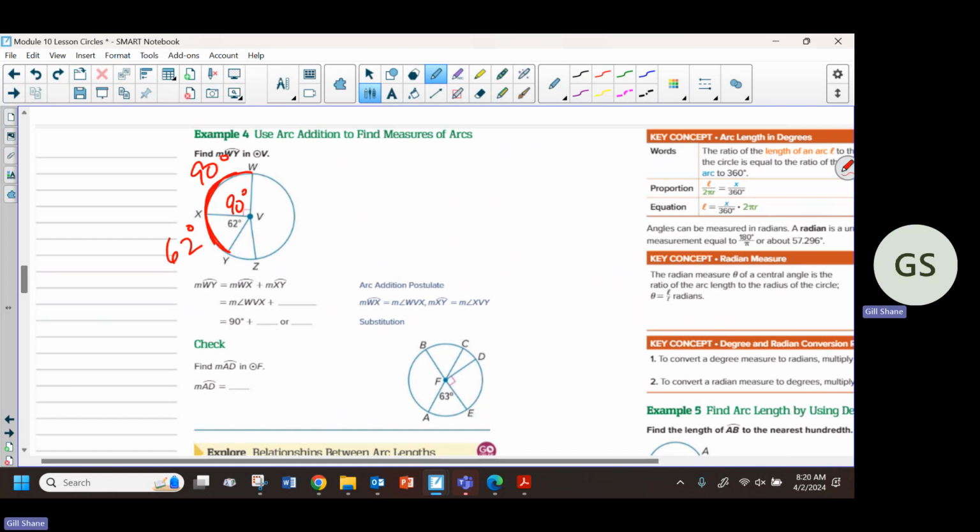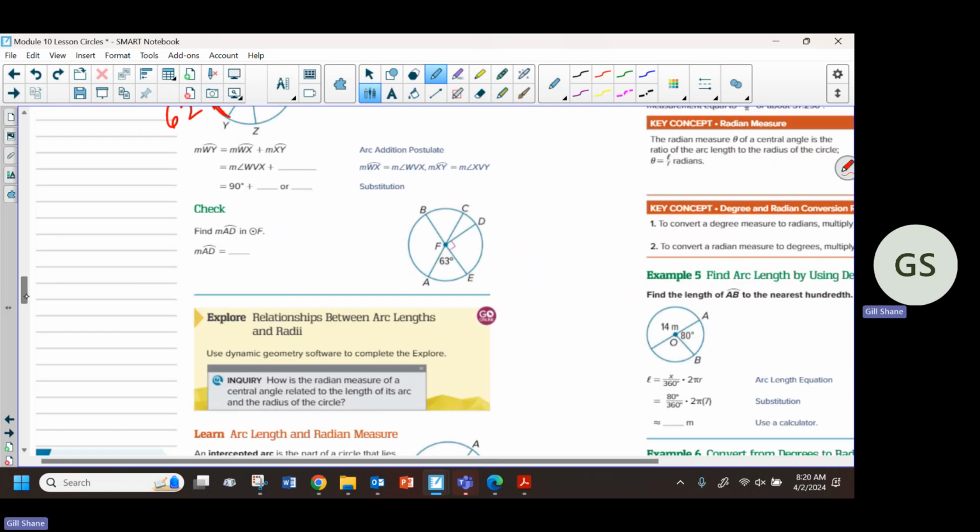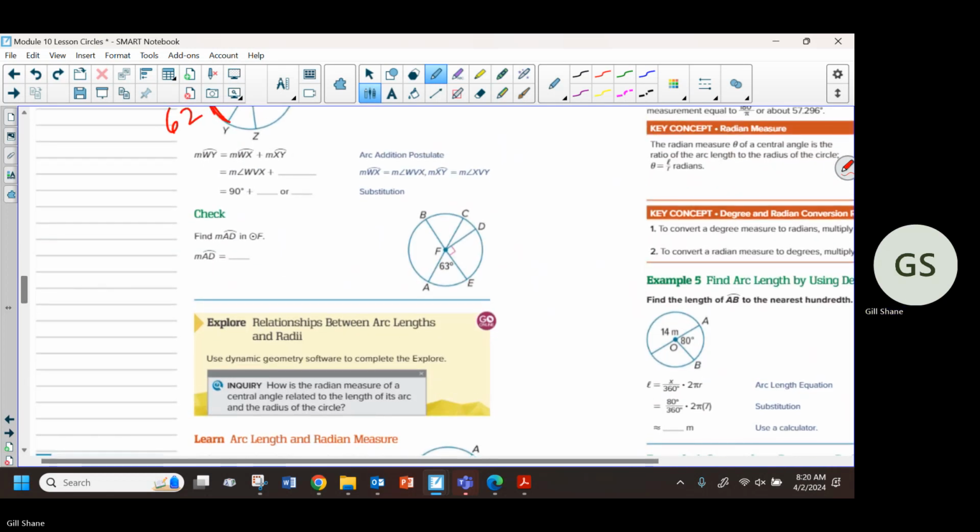AD, kind of the same thing. I'm adding 63 and 90. So that was not anything complex at all. As an example for also checking.